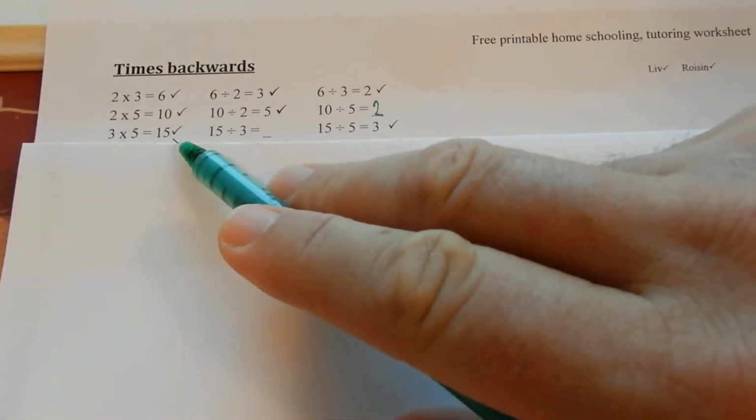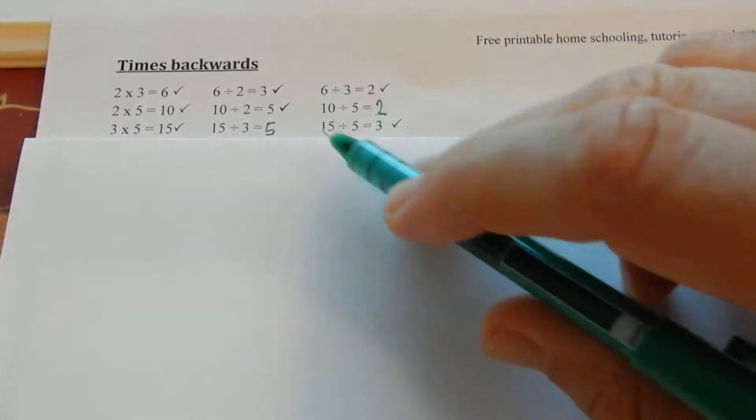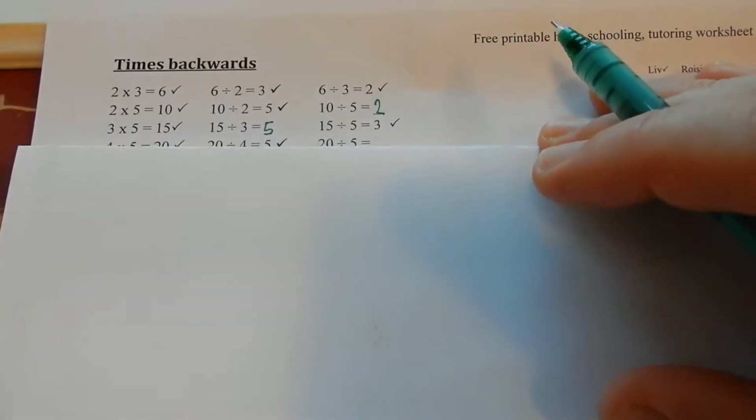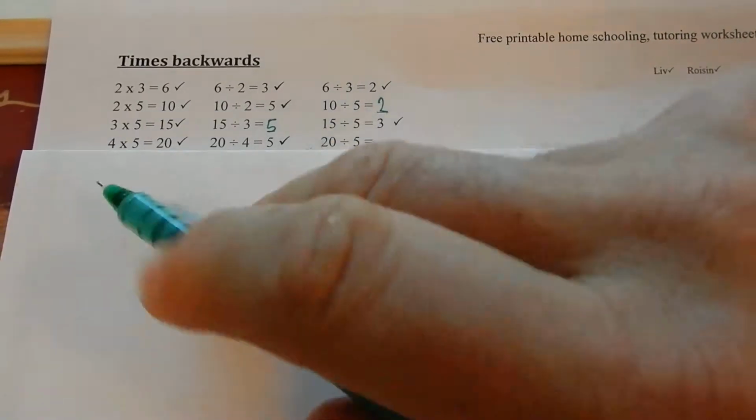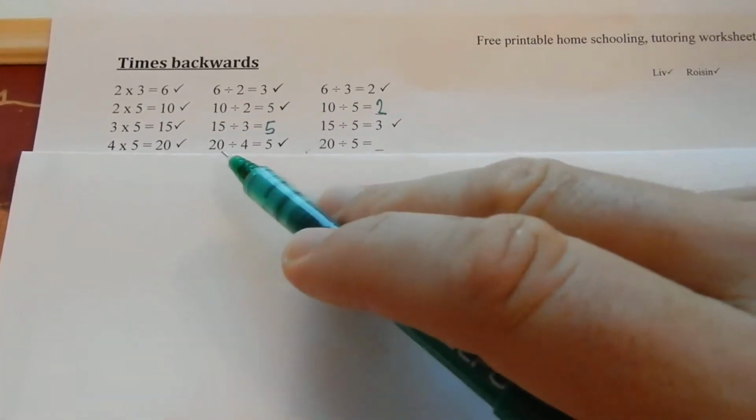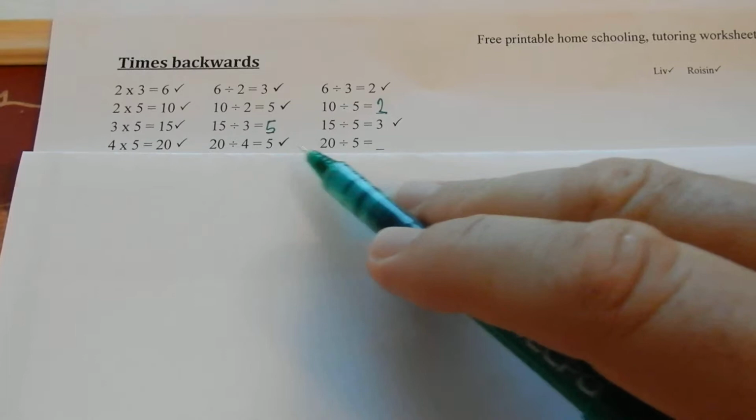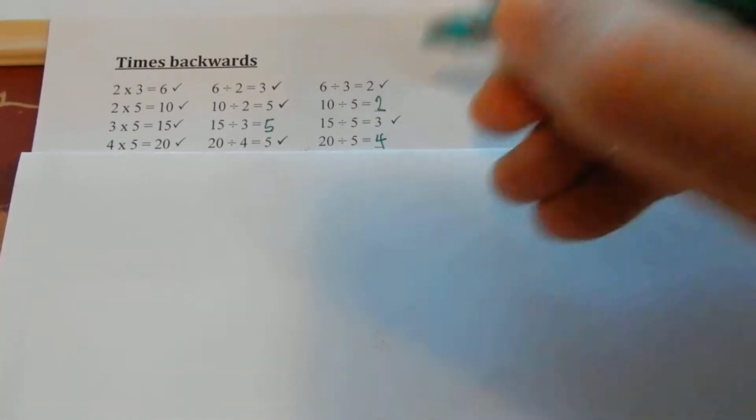3 times 5 is 15. So 15 divided by 3 is 5. 15 divided by 5 is 3. They're a triad. 4 times 5 is 20. 20 divided by 4 is 5. 20 divided by 5 is 4.